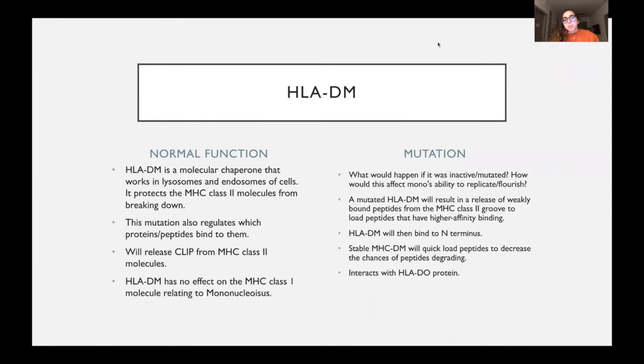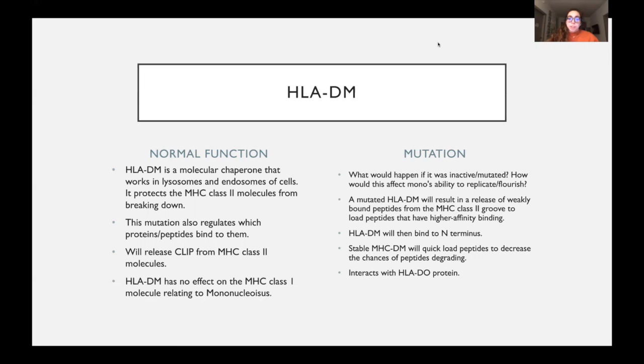Okay, so now we will be talking about the other mutation, which is HLA-DM, which stands for human leukocyte antigen DM. Its normal function is that it is a molecular chaperone that works in lysosomes and endosomes of the cells. It protects MHC class 2 molecules from breaking down, and it also regulates how proteins and peptides bind. During its function, it will release CLIP, which is the CD74 invariant chain protein, from the MHC class 2 molecules. This mutation will also have no effect on the MHC class 1, so it really won't do much to mononucleosis disease during its normal function.